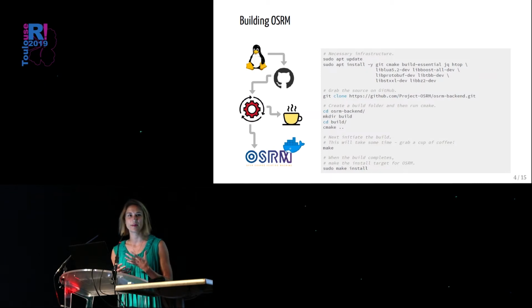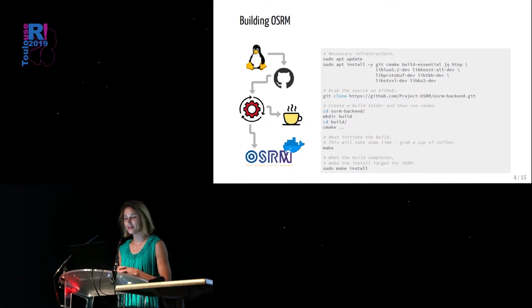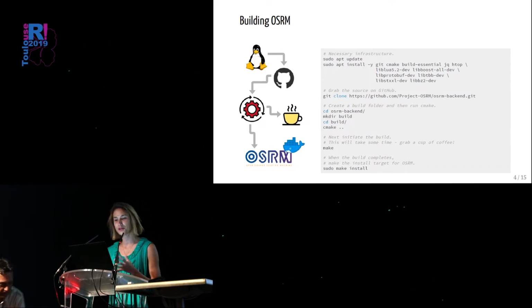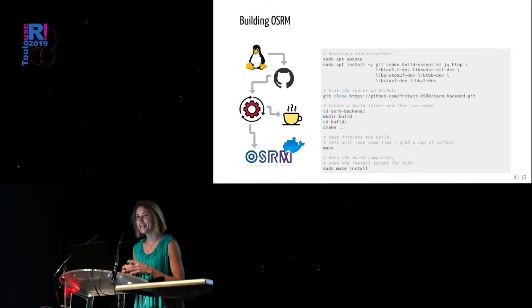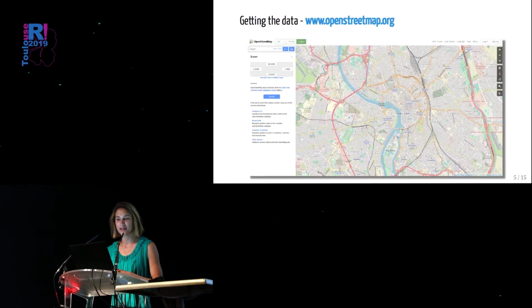So first, get the necessary infrastructure that you need. I did a Linux setup. Then you need to clone the source from GitHub. Then initiate and make the build. This takes some time, so go grab a cup of coffee. And next, install. You can also grab the Docker image for a quick and easy setup.